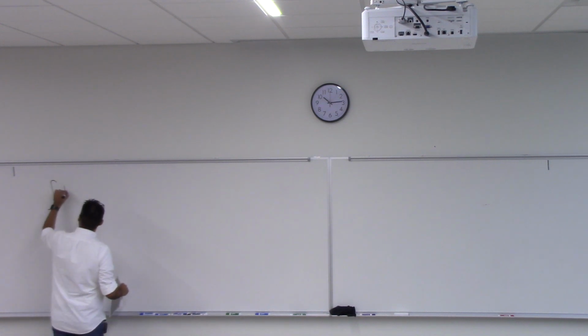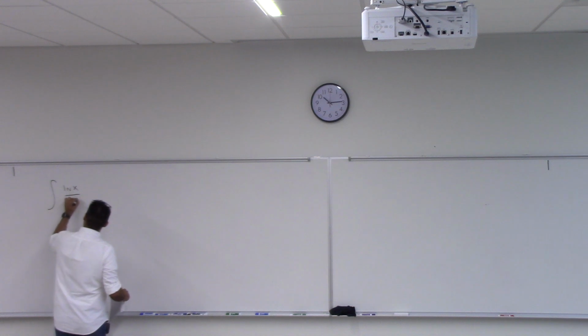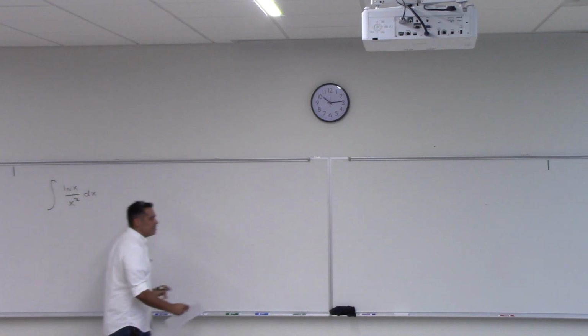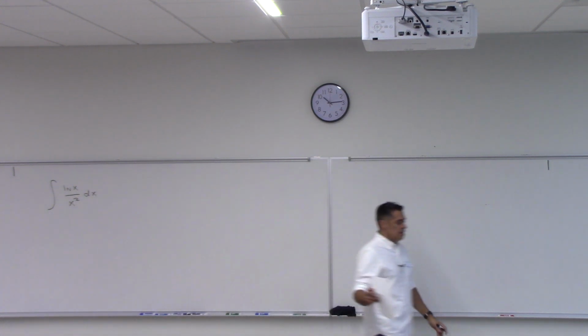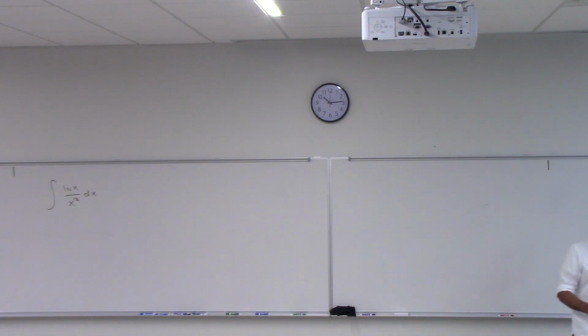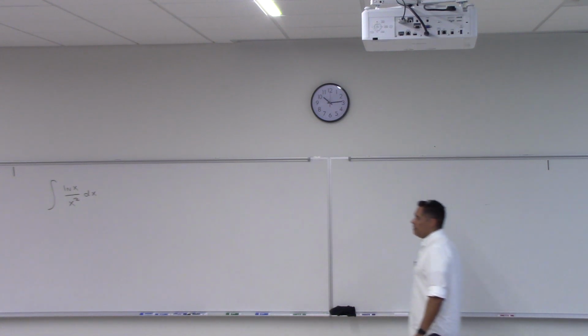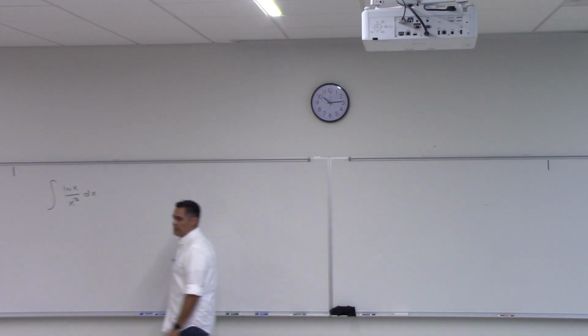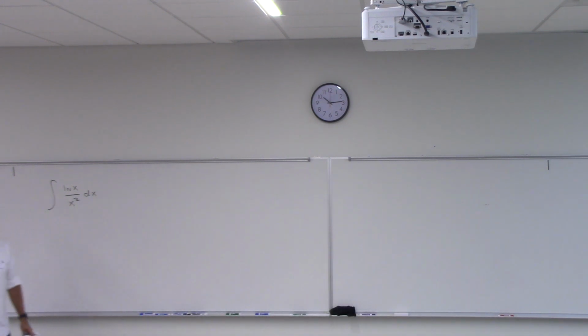Natural log x over x squared. Like I said, I haven't done these. I'm pretty confident I'm not going to get stuck on any of these, but, you know, I am human. But I already see how to do this one, so I'm not worried about this one. Take your time. You know it's integration by parts. How do you know that? Because I'm telling you, this is integration by parts, right? Okay.